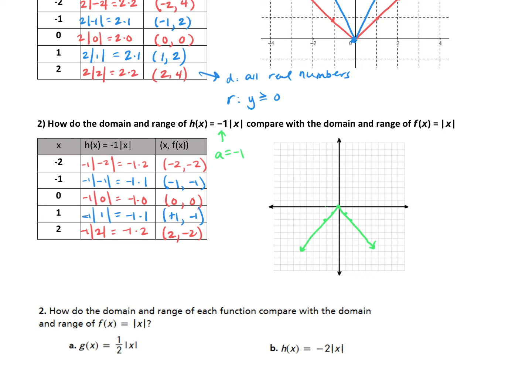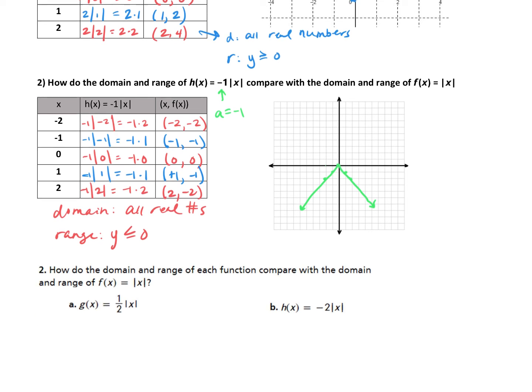We do want to identify the domain and range of this. So domain, you can input any x value, so your domain is all real numbers. But your range, well, what's our output this time? We're not getting positive y values like we were before. All of our outputs are negative. So this time, our range, all the y's are less than or equal to 0 because all of the output values we got were negative.